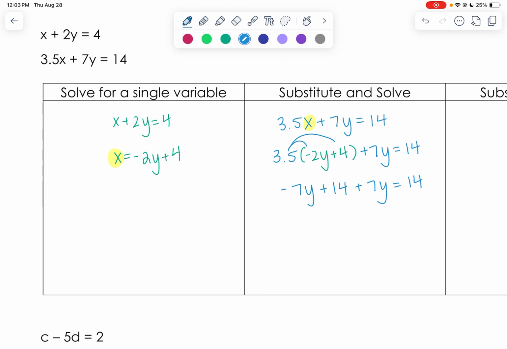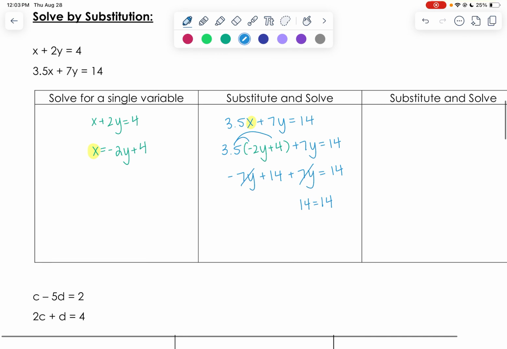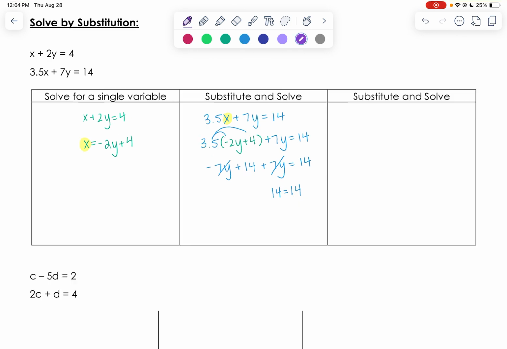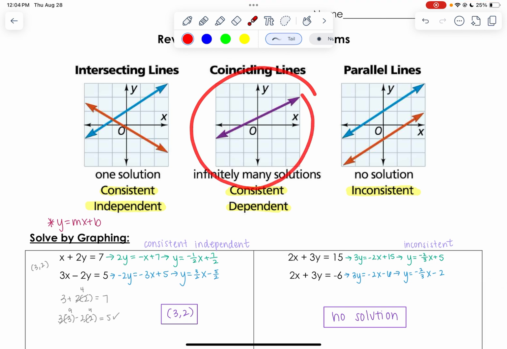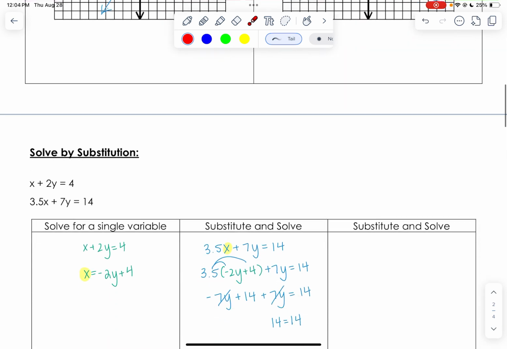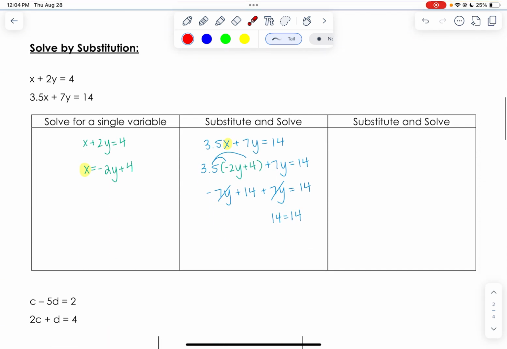Now notice that the y's here are going to cancel each other out, and I have 14 equals 14, meaning that's a true statement. There was no variable. Your variables canceled out. You've seen stuff like this before. If it happens in a system, just know that the solution to the system is going to be infinitely many solutions. If you graphed it, it would look like that. So I don't have to go back to the next step. Your solution is just infinitely many solutions.